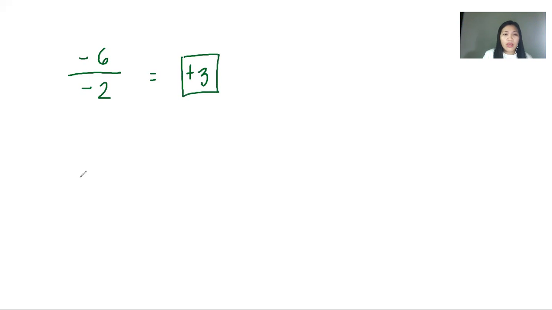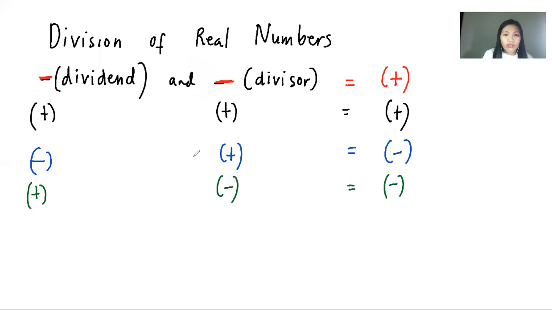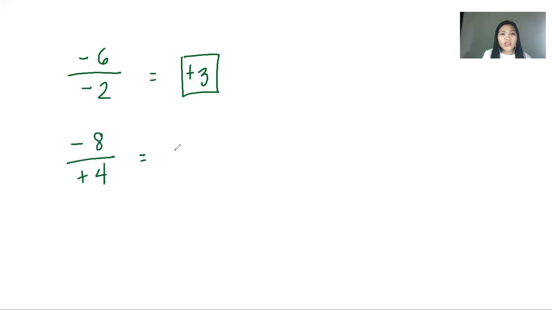Another example, if it's negative 8 and positive 4. Again, go back to our rule, negative and positive, of course, that is negative. Then 8 divided by 4, that is 2.